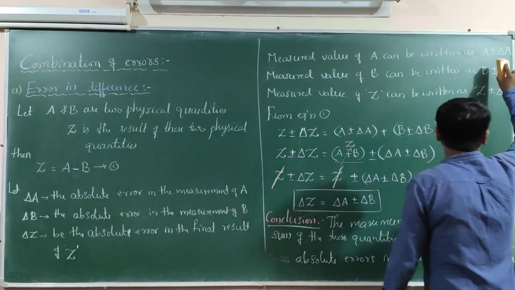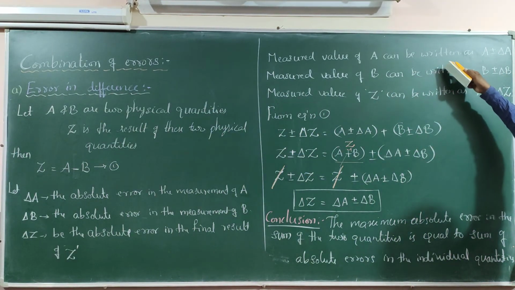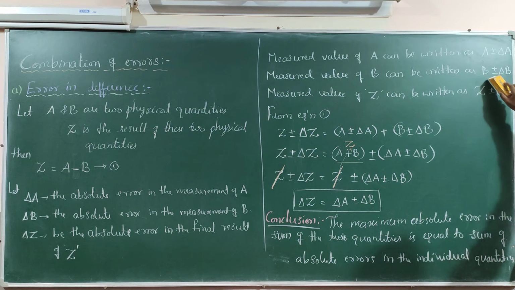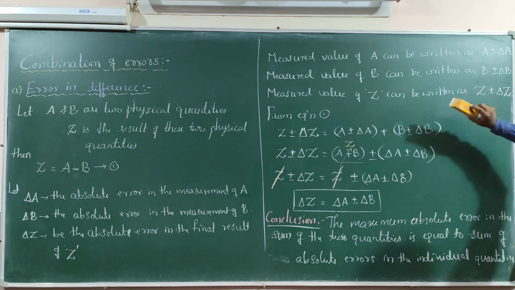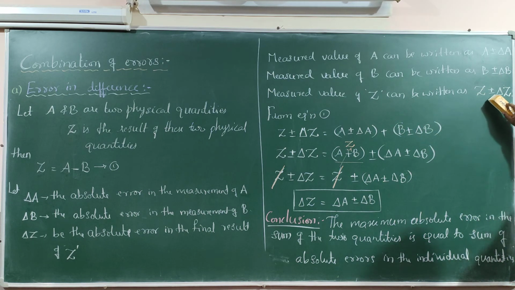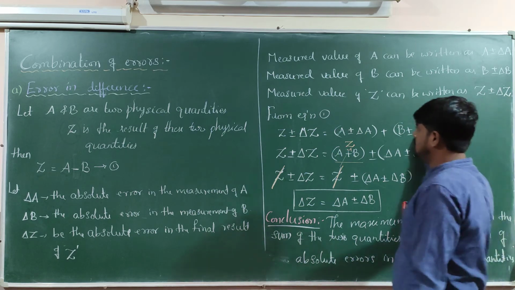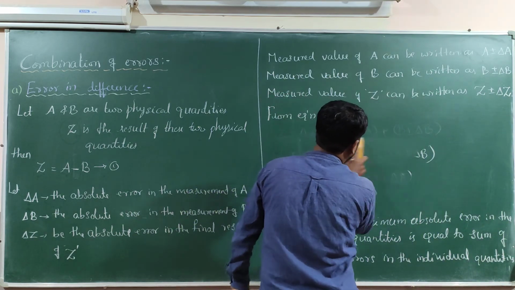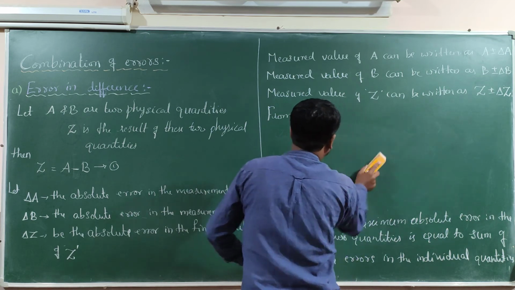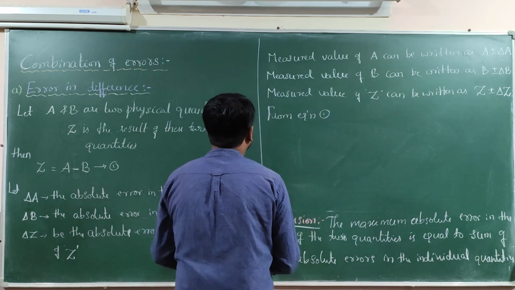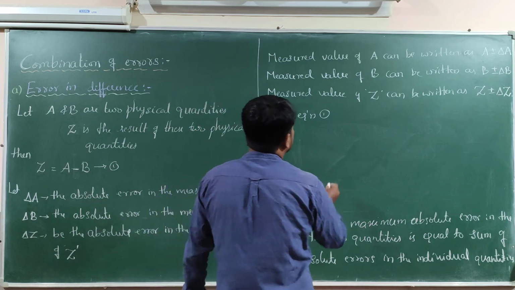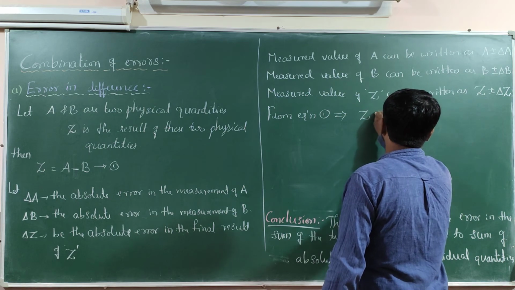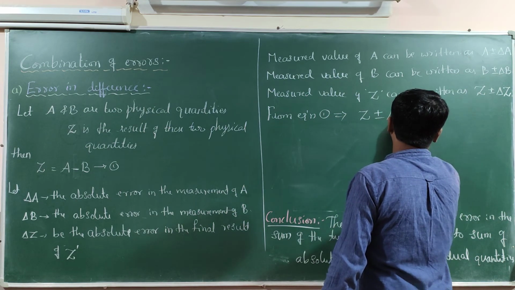Here also I can express the same thing. The measured value of A can be written as A plus or minus delta A, the measured value of B can be written as B plus or minus delta B, and the measured value of Z can be written as Z plus or minus delta Z. So from this point, our topic changes. Let us see what happens here. Again, borrow from equation number 1. If I take equation 1, in the place of Z, I have to write Z plus or minus delta Z.